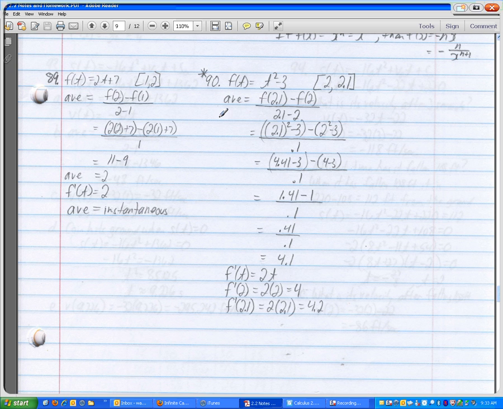So, average rate of change. Think of it like this. No, that's not the way you write it. This will serve you well. Okay? Now, the x2 minus x1. Let's do that first. Well, there they are. That one's x2, that one's x1.